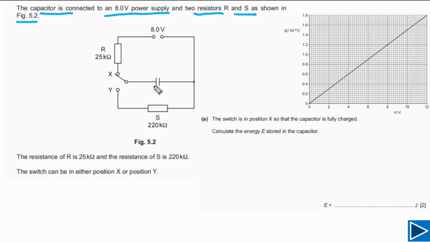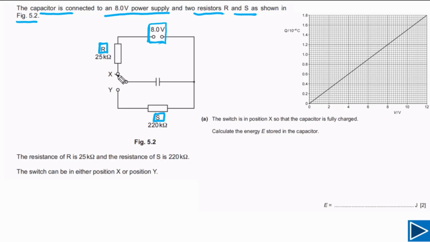So in this case you can see the capacitor is connected here. This is the symbol for the capacitor and this is the symbol for the power supply. This is the 8 volts power supply. Resistor R is connected here at this point and resistor S is connected here. And this is our switch, a two-way switch. This switch can be moved to X, and it can also be moved to Y.